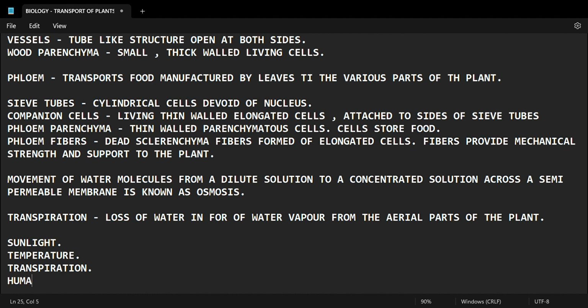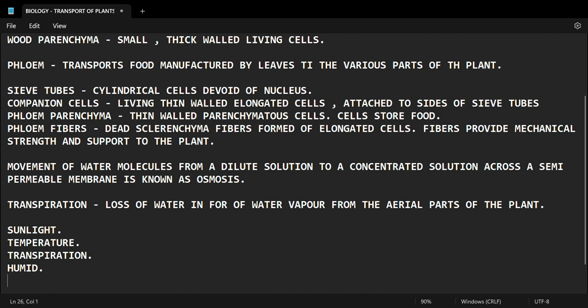Now humidity. Transpiration is reduced where it is humid. So in Mumbai or somewhere near Odisha, West Bengal or Gujarat, or any other state which faces the sea, it is humid. So less transpiration happens in that type of place.